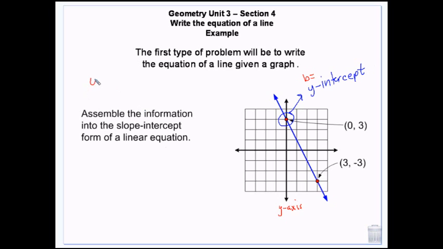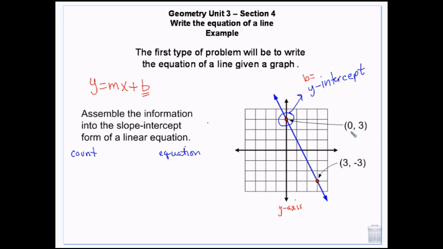So we have our B. This is good. We still need to find M. Now, when we're given a picture, there's two ways to find M. We can either count M, or we can use the equation. Like I said, there's two ways to find slope. I'm going to show the equation first and then I'll show the counting.